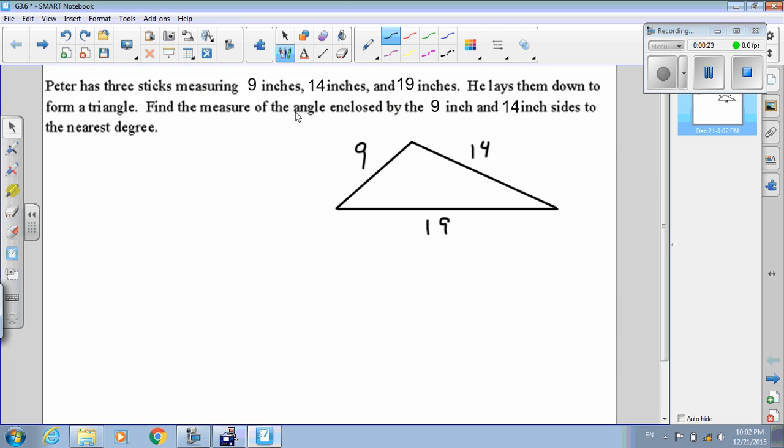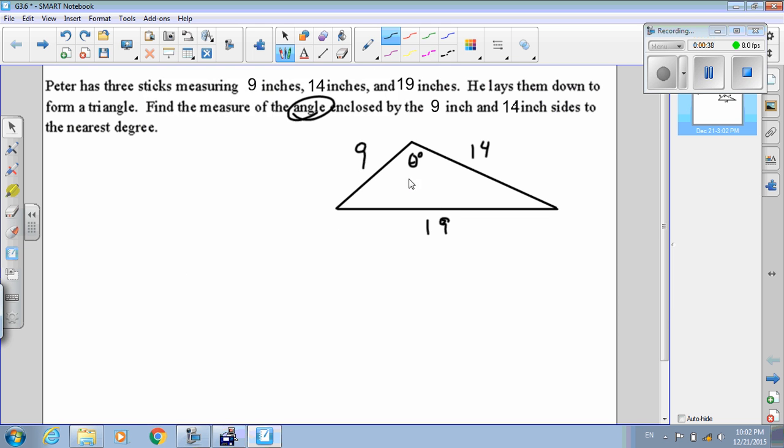We're looking for the angle enclosed between the 9 and the 14 inch. So we're looking for this angle here, theta. So do we have a perfect pair? We do not have a perfect pair, so we have to resort to using the cosine formula.